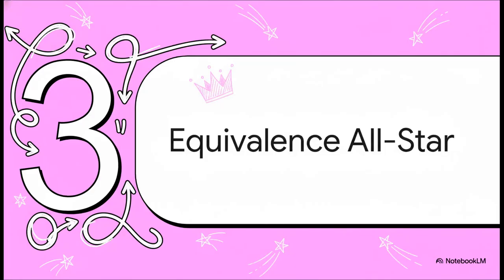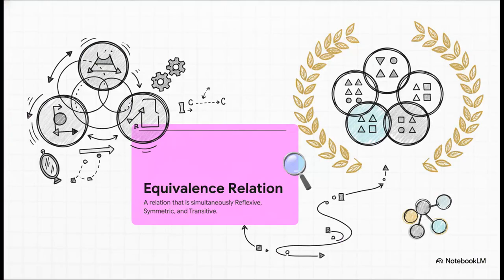Now, what happens when a relation actually follows all three of these rules, reflexive, symmetric, and transitive? Well, we get something really special. We get a true all-star in the world of mathematics. It's called an equivalence relation. And this is the gold standard, for real.